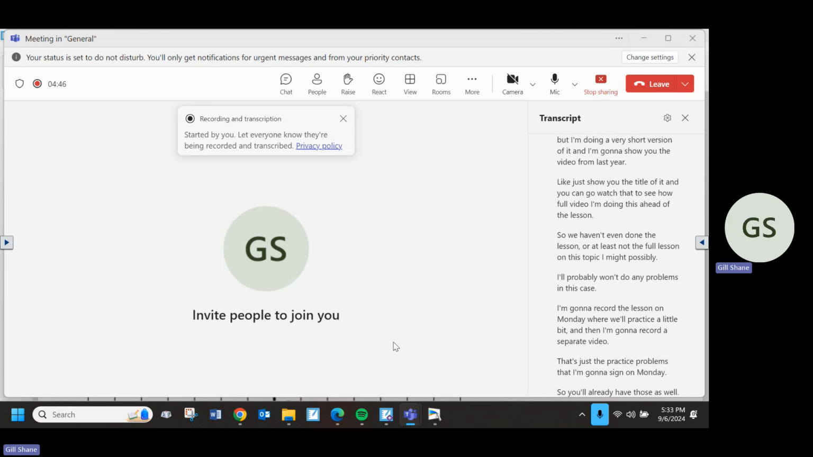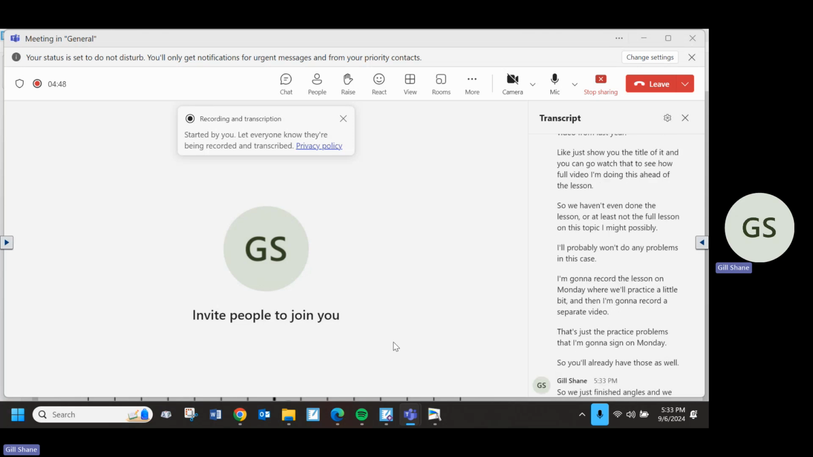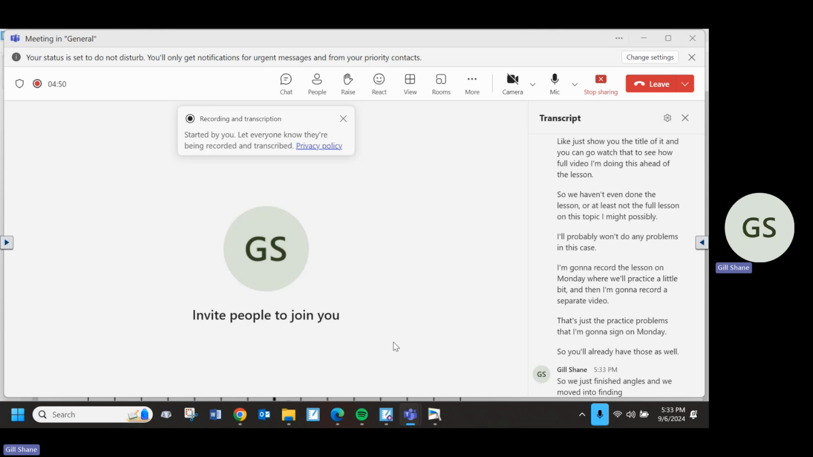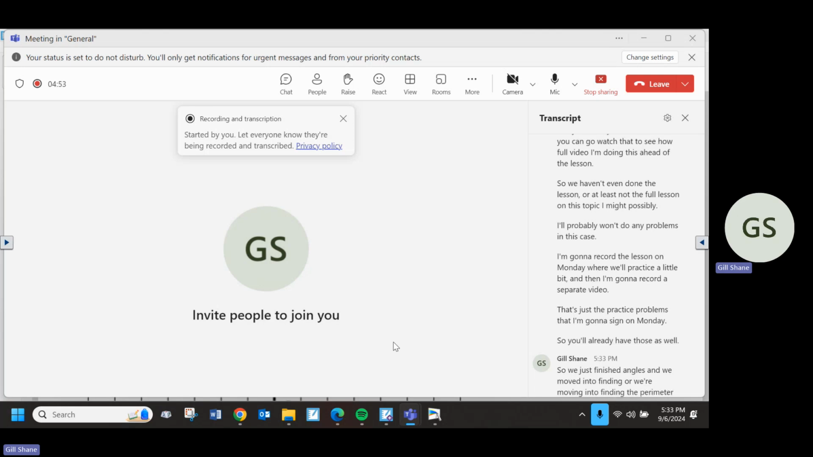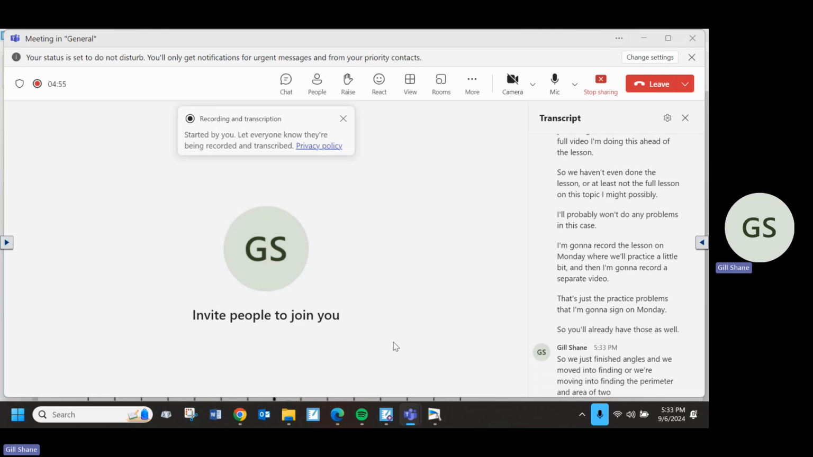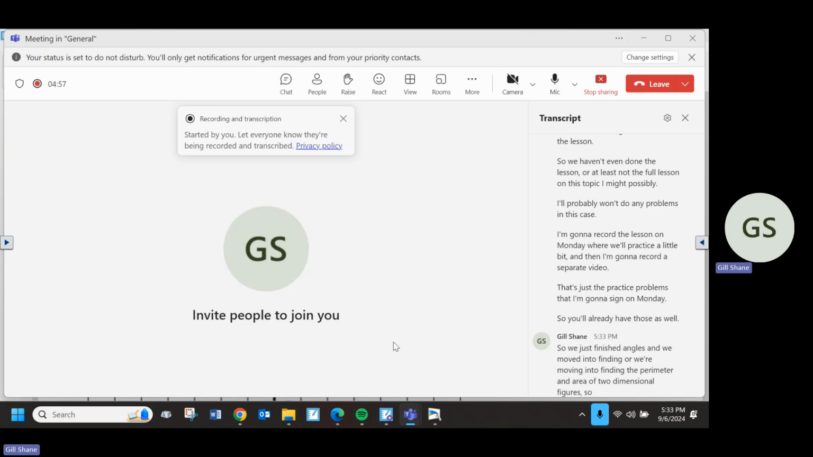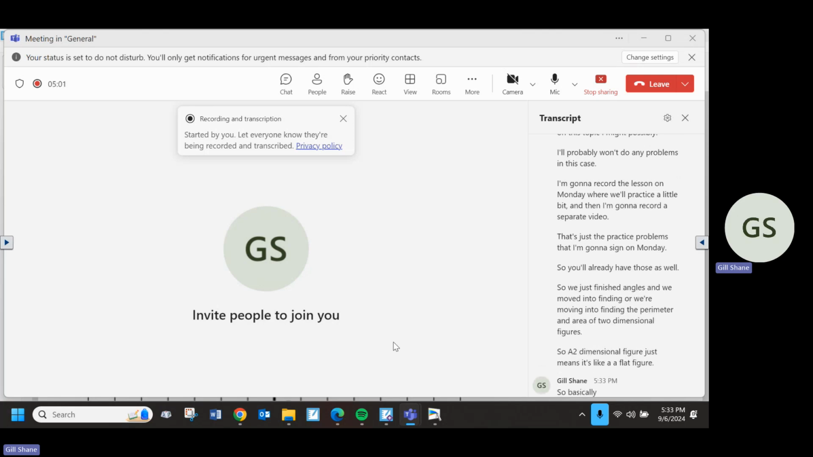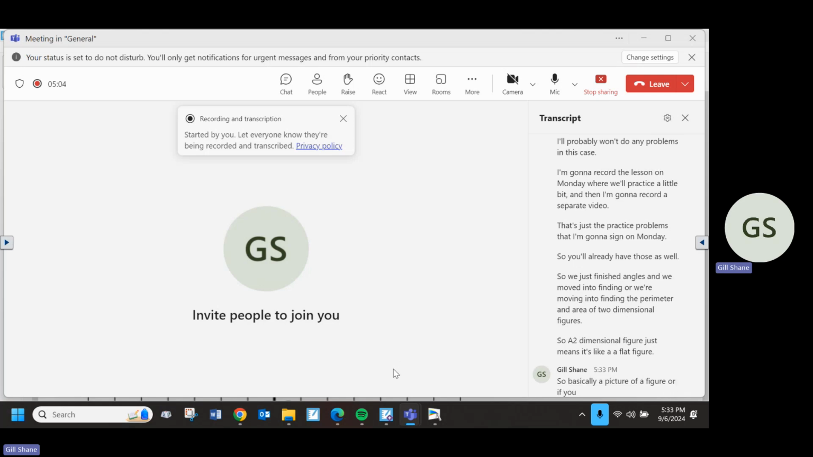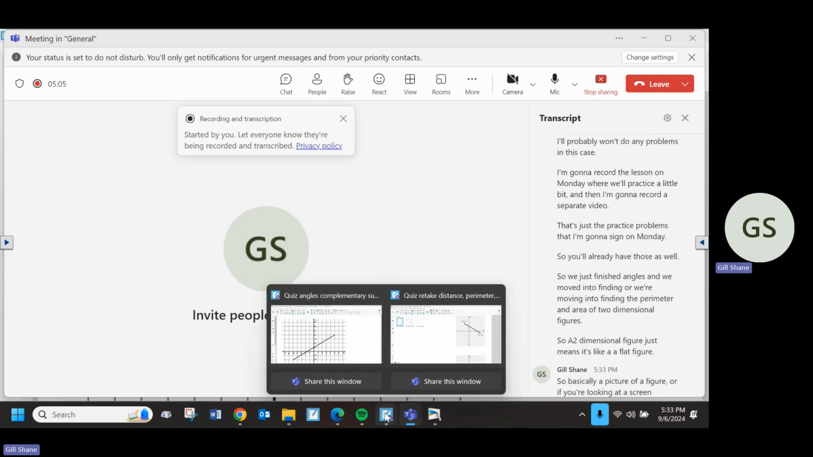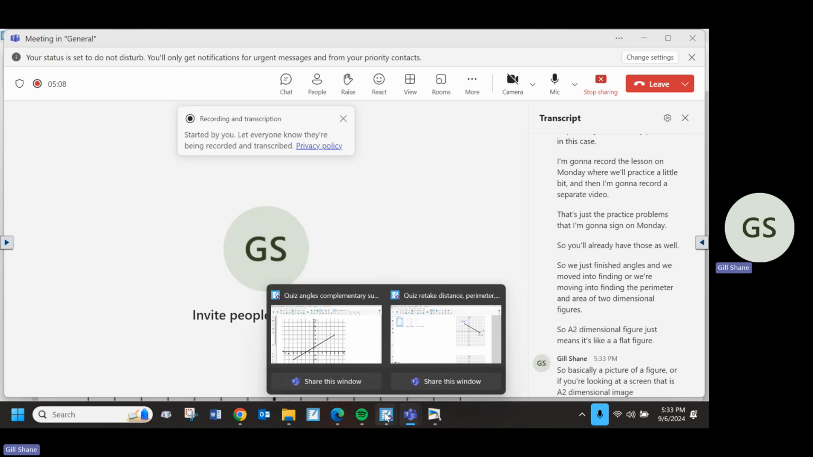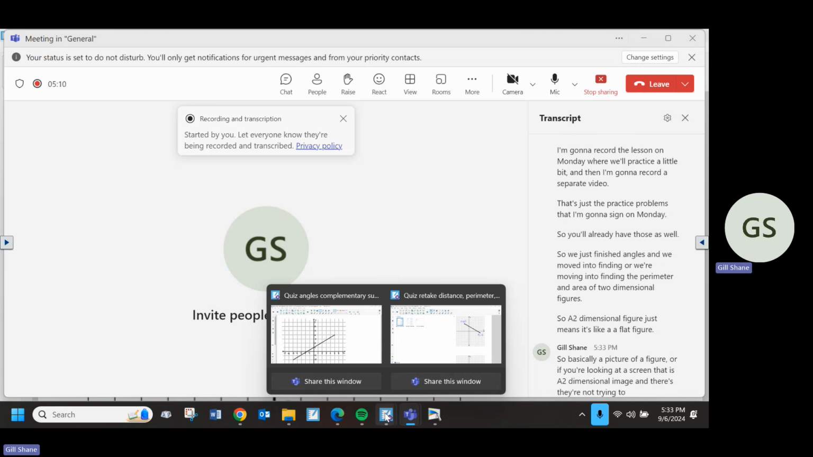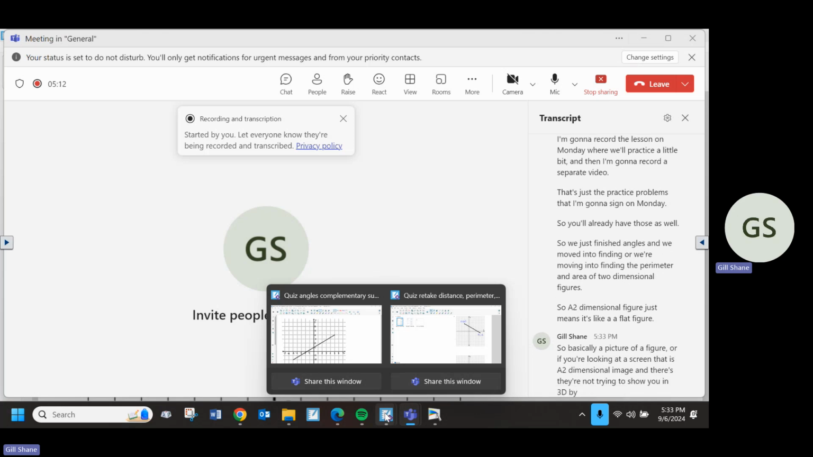So we just finished angles and we're moving into finding the perimeter and area of two-dimensional figures. A two-dimensional figure just means it's a flat figure. Basically a picture of a figure, or if you're looking at a screen, that is a two-dimensional image. And they're not trying to show you in 3D by somehow making it look 3D.